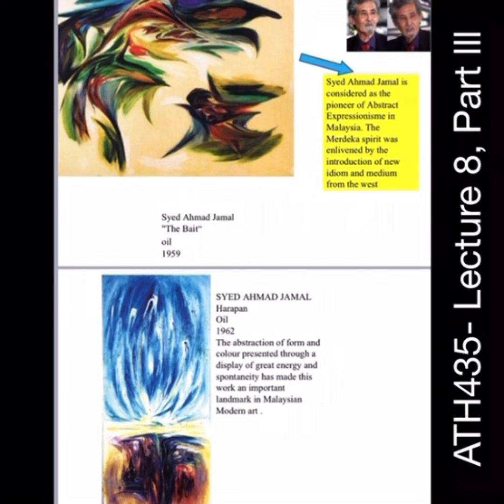He was one of the important members of the Wednesday Art Group in Kuala Lumpur, an important movement before the establishment of the Balai Seni Negara. On the screen now, at the top, is the painting by Syed Ahmad Jamal called Bait, or in Malay, called Umpan.